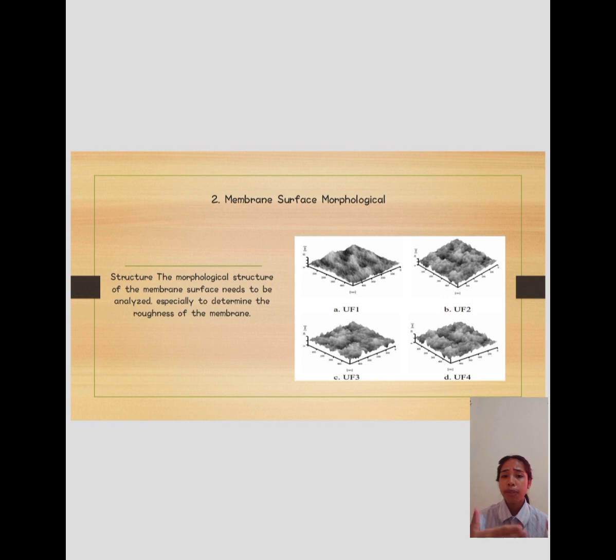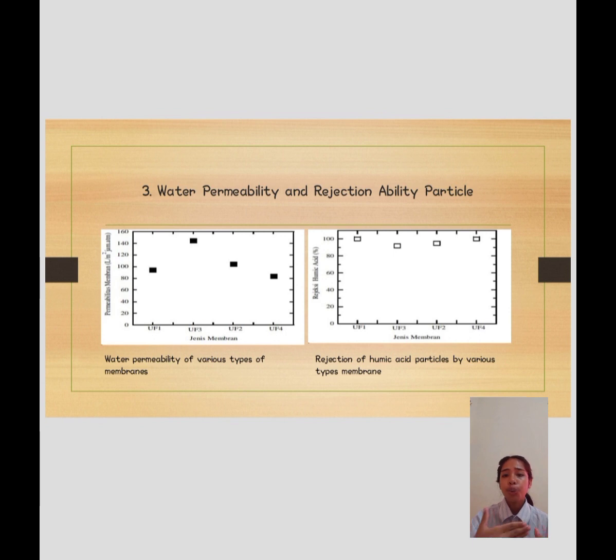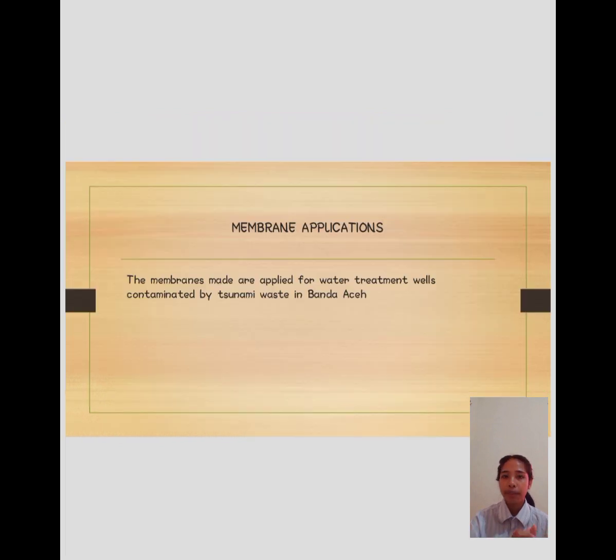Membrane surface morphology structure. The morphology structure of the membrane surface needs to be analyzed, especially to determine the roundness of the membranes. Water permeability and rejection ability. Pure water permeability of different types of membrane with different membrane compositions. The rejection ability of humic acid solution of all types of membrane.